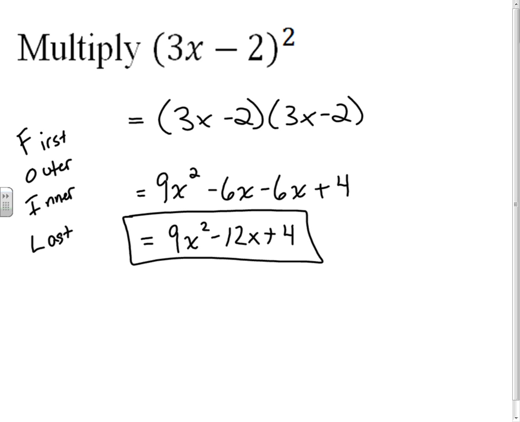All right, so that's multiplying binomials. Now, this is a special example, but if you had 2x plus 7 times 8x minus 4, you use the same process, and you would come up with the answer.